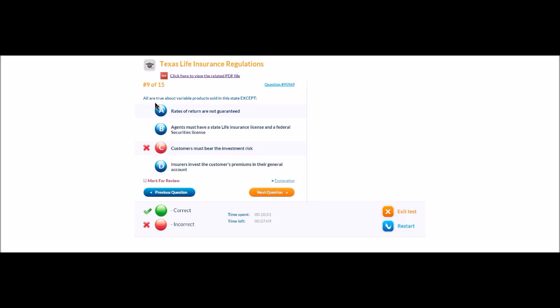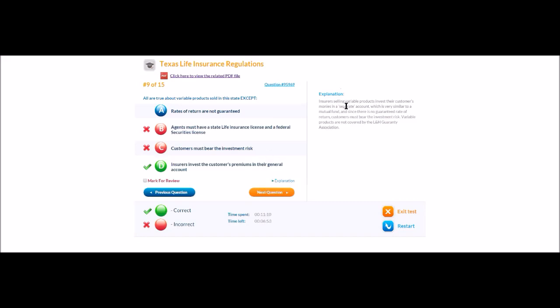Okay, I'm looking at the state license and federal securities license. I'm sure on this one, the customer premium. Okay. Alright. So, the insurer invests customer premium in their general account.